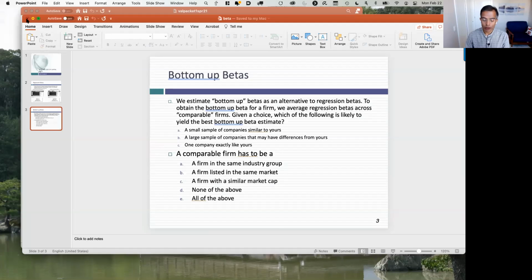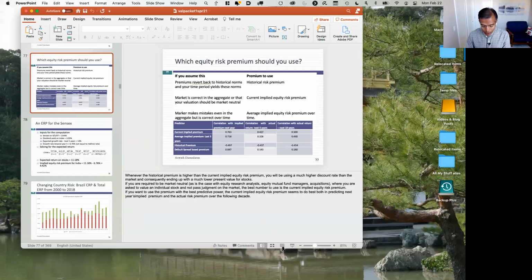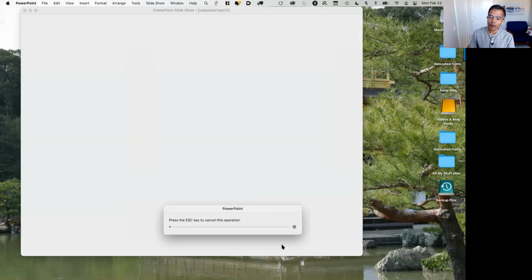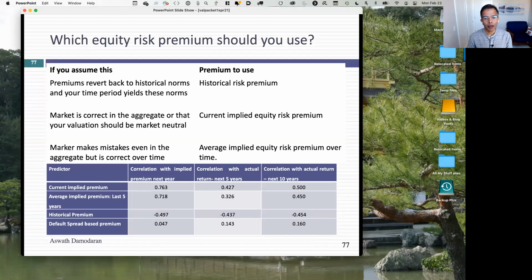talk about the alternatives. So let me take you back to where I left you off last Wednesday. We were talking about equity risk premiums. And if you remember, I gave you the choices, right? There's a historical risk premium, it's backward looking and static, or a dynamic premium, the implied premium. Now, ultimately, which premium you use will depend on which one works best, right? Ultimately, you want a premium that does a good job of predicting the future.